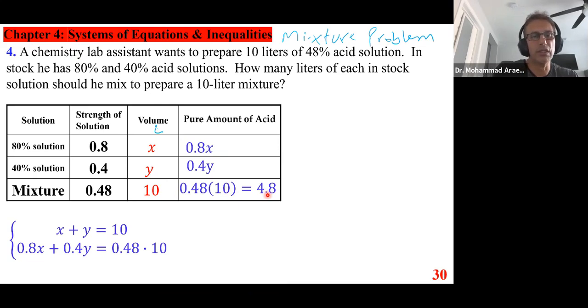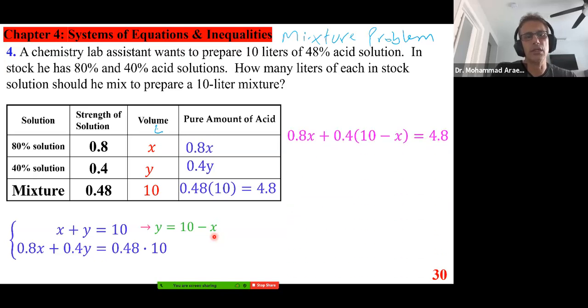It is easier because in this case, y, for example, is 10 minus x, and we replace it. Now we're going to replace this one with 10 minus x. The right side, of course, is their product, which is 4.8. We are going to distribute the 0.4. It results in 0.8x unchanged, 0.4 times 10 is 4, minus 0.4x equals 4.8.